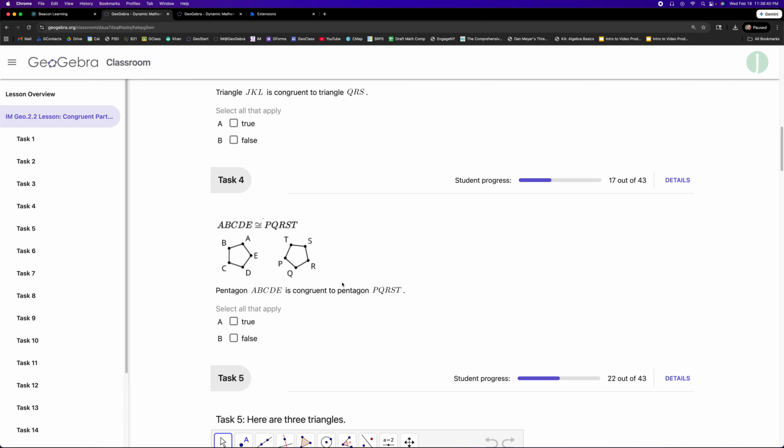All right, looking at this one. A, B, C, D, E. Okay, great, alphabetical order. Same thing here, P, Q, R, S, T. I can look at this and say that A, B, C, D, E go around in this direction alphabetically, right? The other thing I can say is that these look like they are all the same length and have the same angle. Every angle all the way around is the same, and same on this side, on this pentagon.